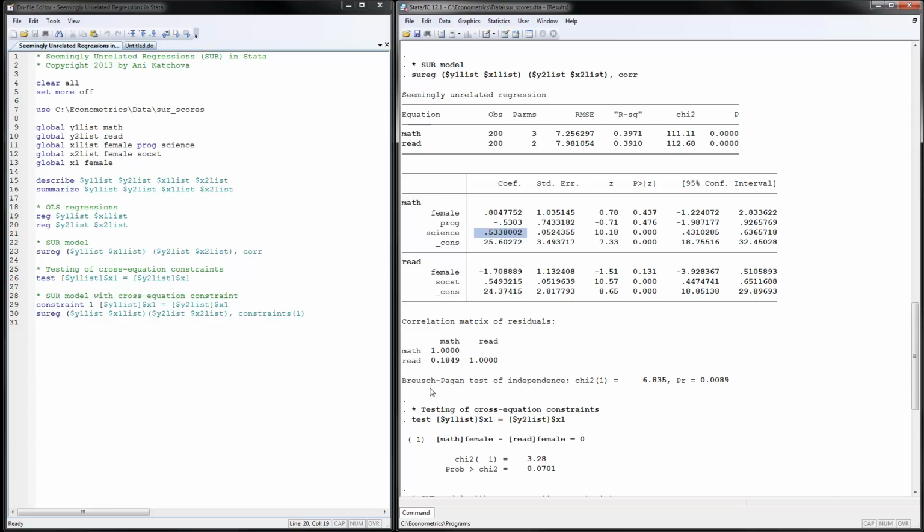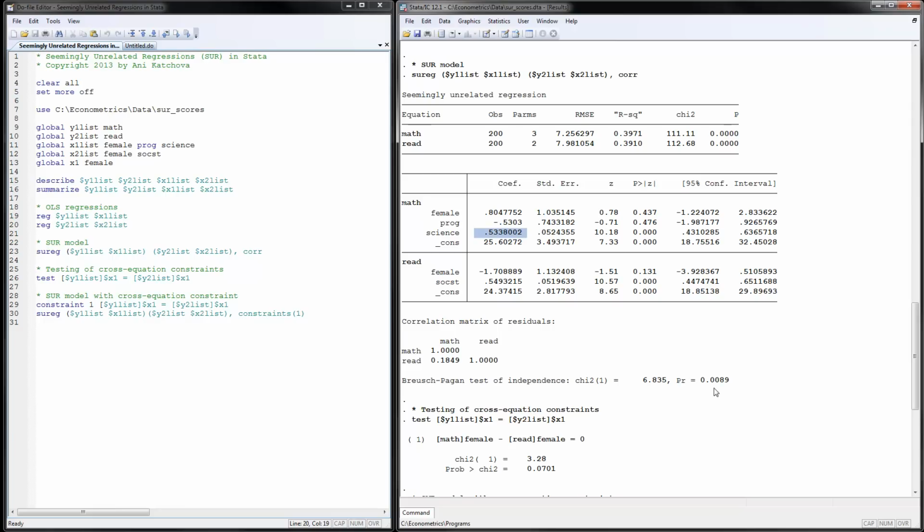The next thing to look at is the Breusch-Pagan test of independence, and we're talking about the correlation between the errors in the two equations. And we see the test statistic of 6.8, and the p-value is very small. Therefore, we have significant results here, which means that we do have correlation across equations.